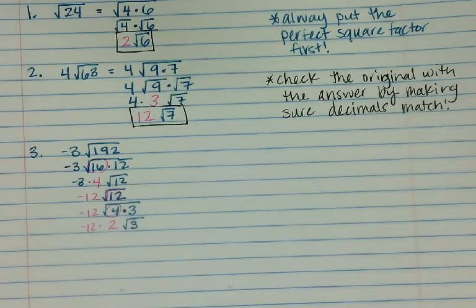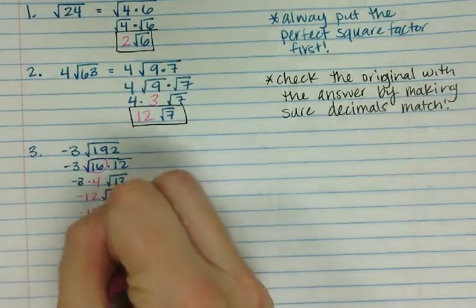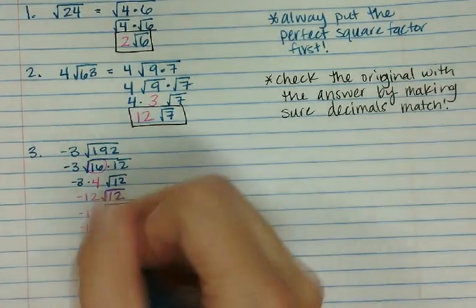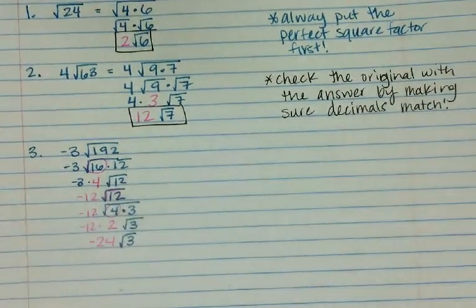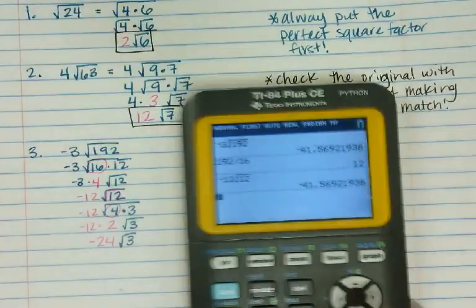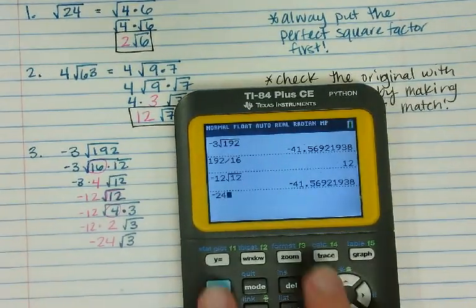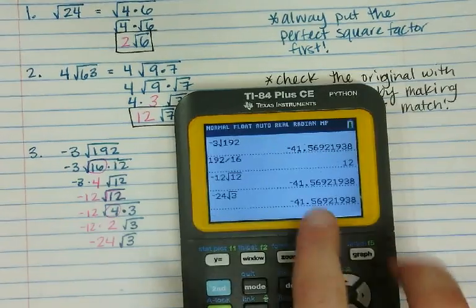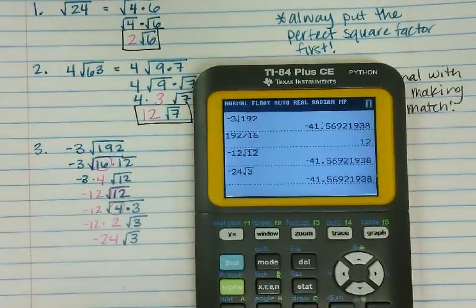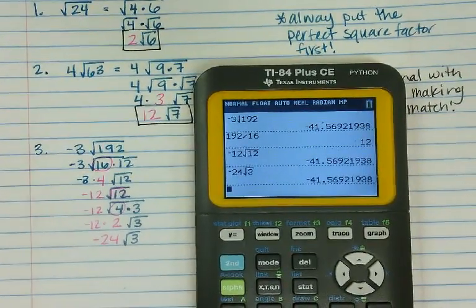Okay? So negative 12 times the square root of 2, what is that going to give us? Negative 24 times the square root of 3. So guys, is this actually my fully simplified radical? Yes, because guys, can square root of 3 be simplified anymore?